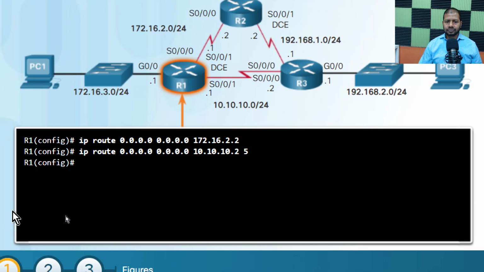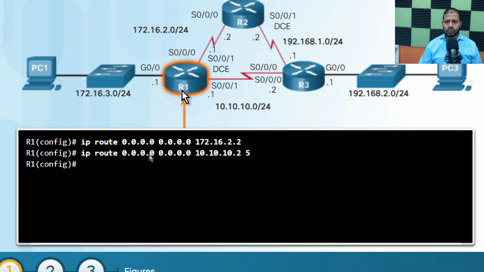Okay, here I am in R1, in this router. So I write ip route 0.0.0.0 0.0.0.0, meaning all networks go to this next hop router. Okay, makes sense. So that's a static route and that's a default route. That's the gateway of last resort, whatever you want to call it. I wrote a default route.